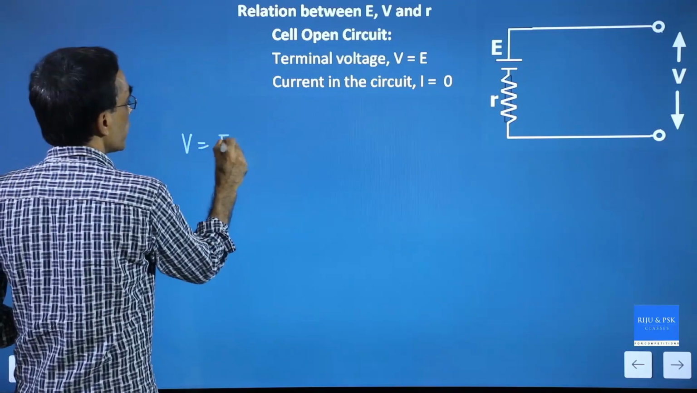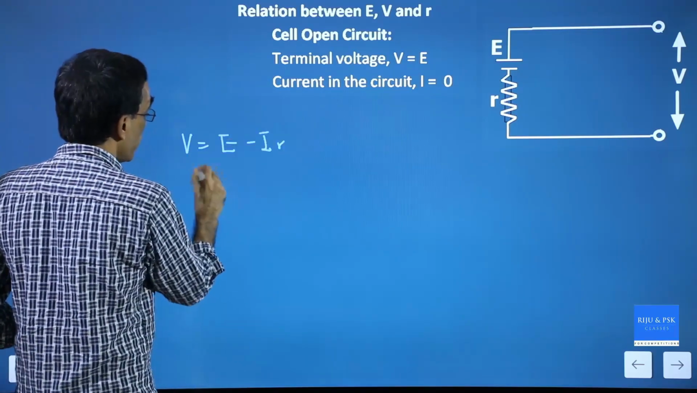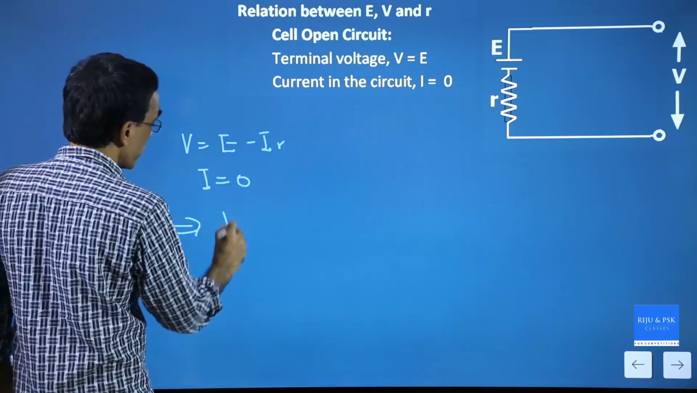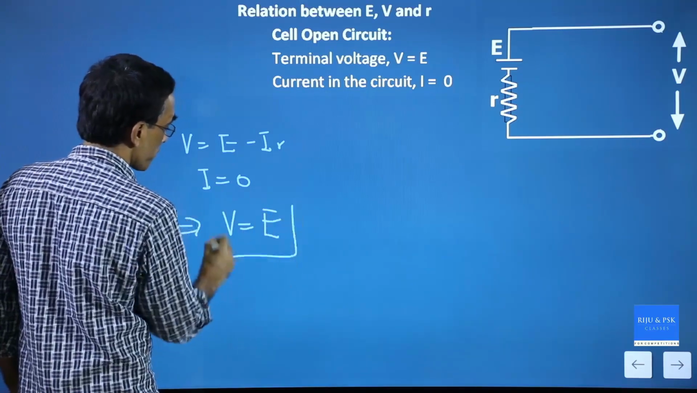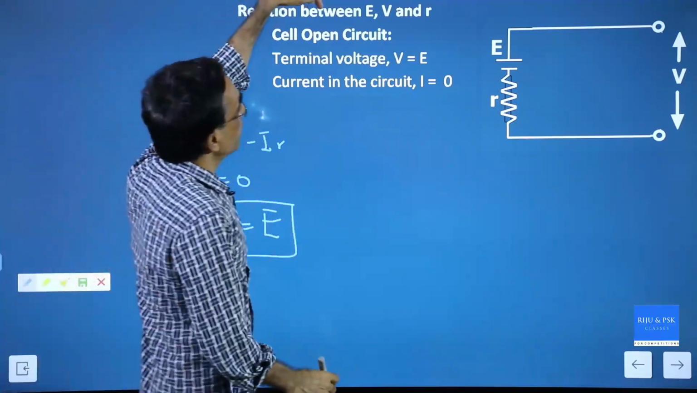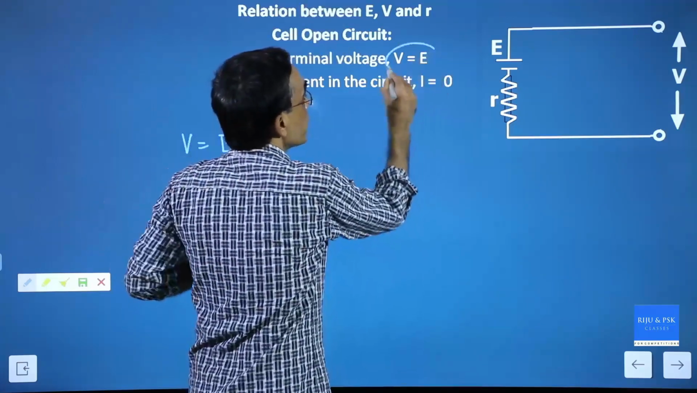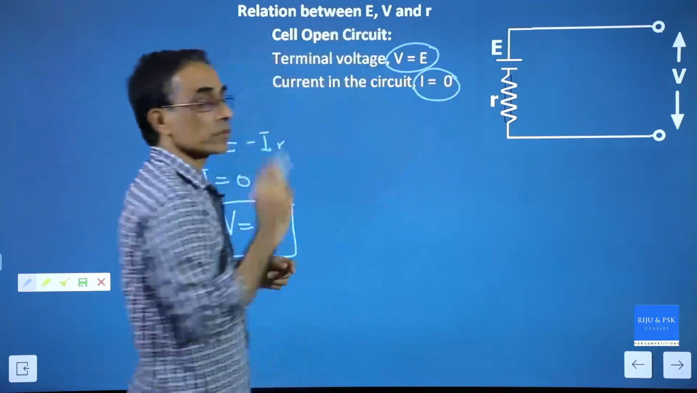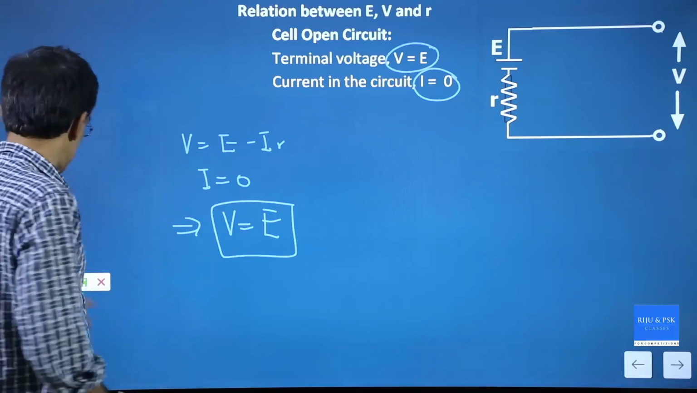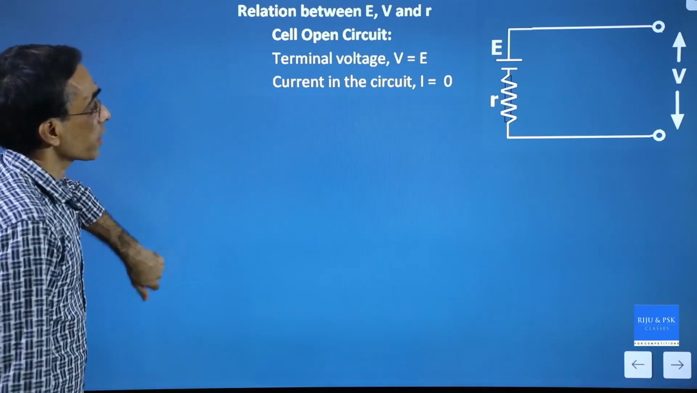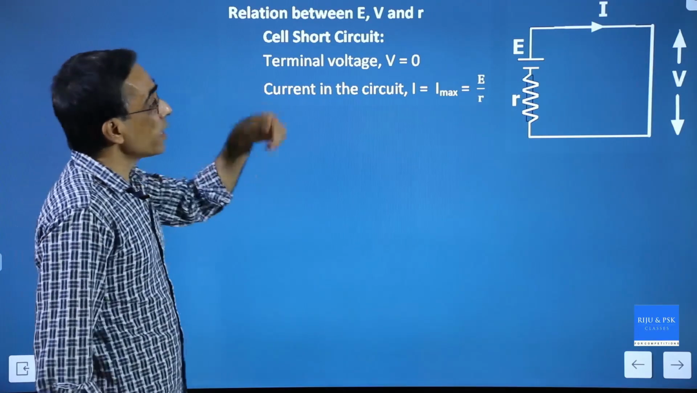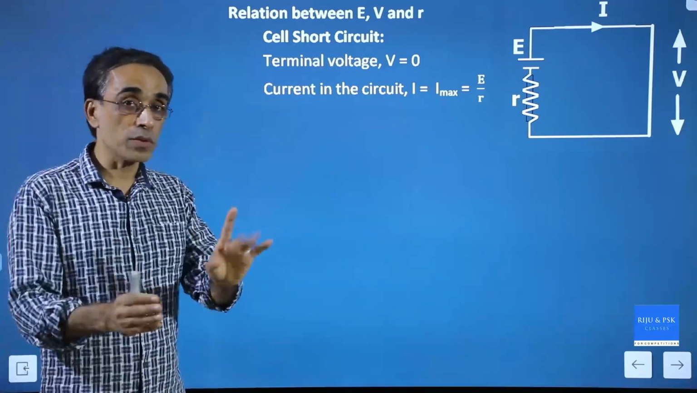V equal to E minus IR, but we know I equal to 0, which implies that V is equal to E. So when a cell is an open circuit, V equal to E and I is equal to 0. That's the second case. Third case, cell short circuited.